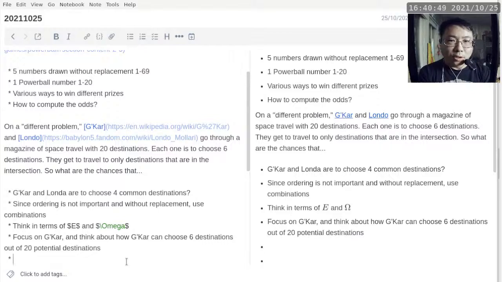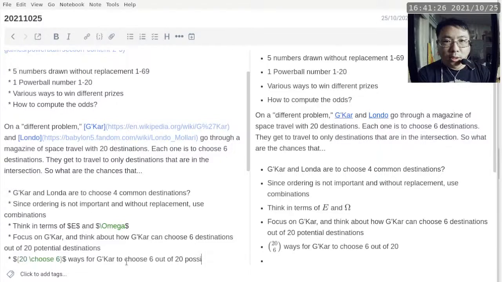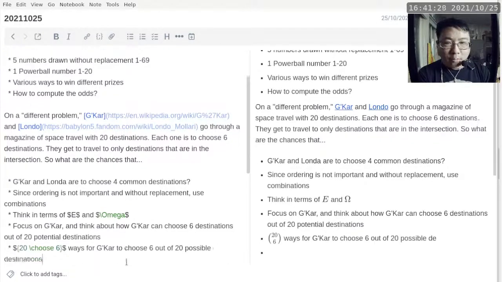Jonathan is correct. We're looking at 20 choose 6. I think the numbers are reversed. 20 is supposed to be on top, 6 is supposed to be at the bottom. All right, very good. That's okay, I got it. So we are looking at 20 choose 6, and that would be the number of ways for Jakar to choose 6 out of 20 possible destinations. This is important.